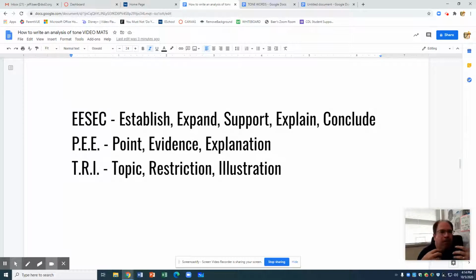So even if you don't quite understand ESEC, you understand probably the concept of a good paragraph, which is you set up a point that you're going to try to prove, you throw some evidence in there that supports your point, and then you have to explain in detail how your evidence supports your point. And that explain part is where a lot of young writers fall down. They tend to think that the evidence is its own explanation.